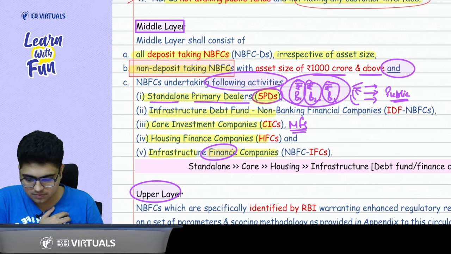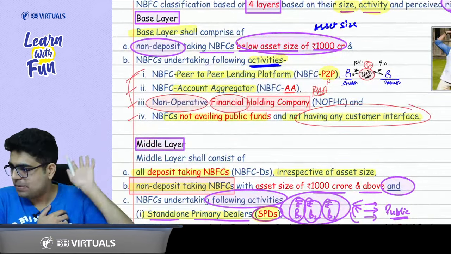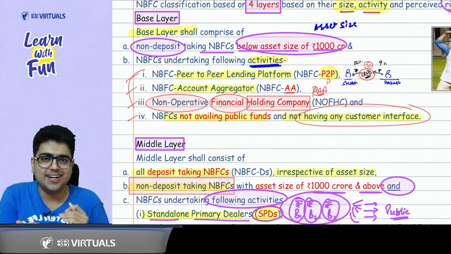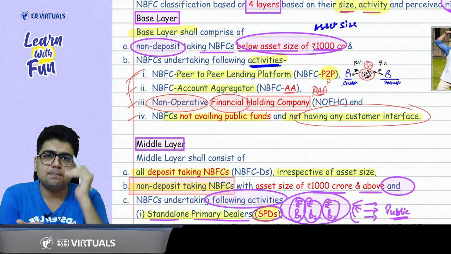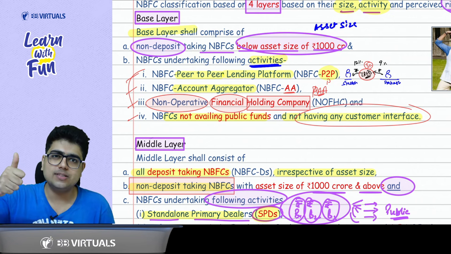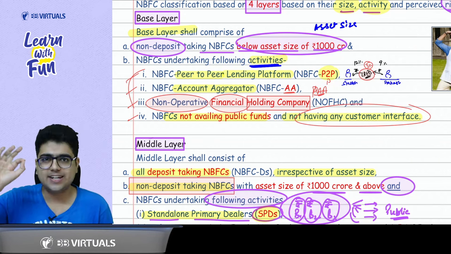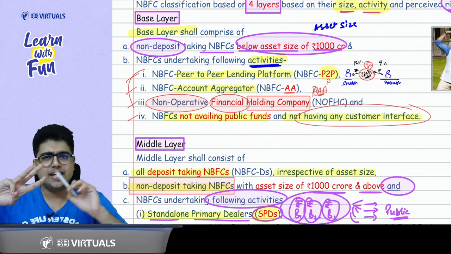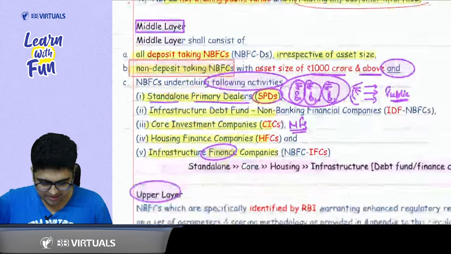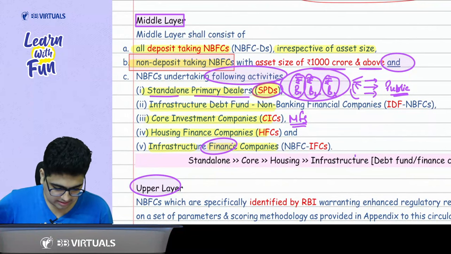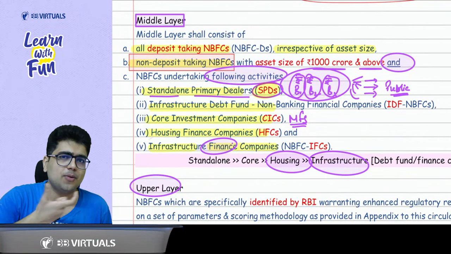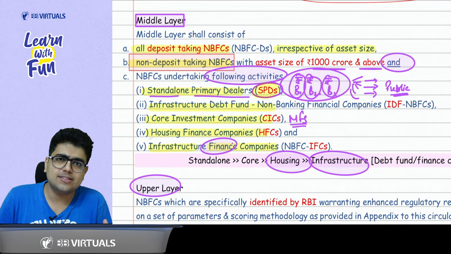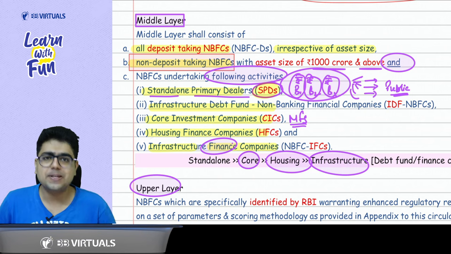Please understand. What was the first layer? Base layer. Once the base is set, let's build something. What will we build? House and infrastructure. So three points are done: housing finance company, infrastructure finance company, infrastructure debt fund. Is this part clear? Yes, sir. What could be the synonym of the base? Sir, it is the core. For building a house, you need a strong core, a strong base. So the core investment company part is also done.